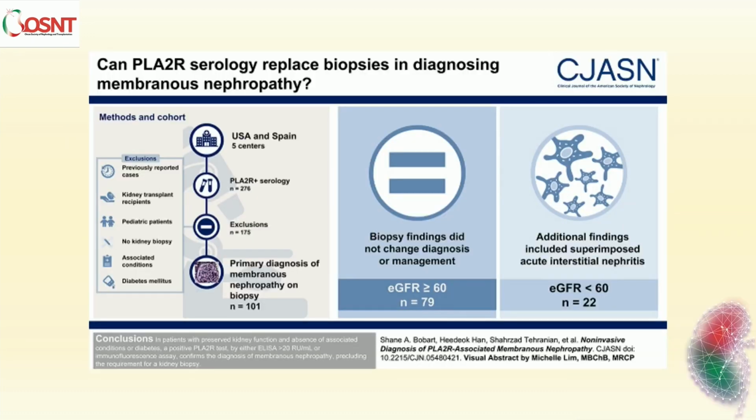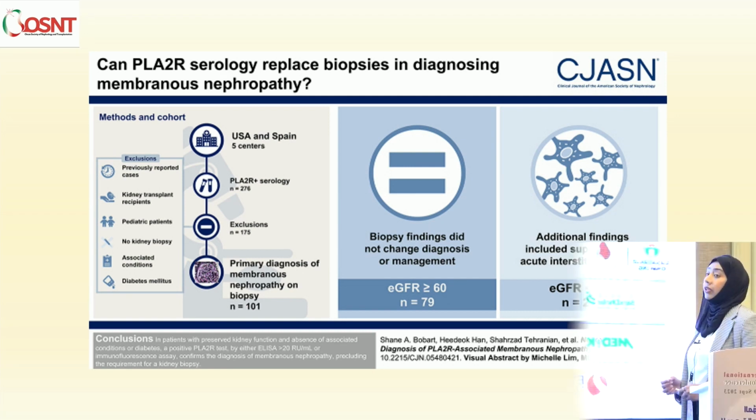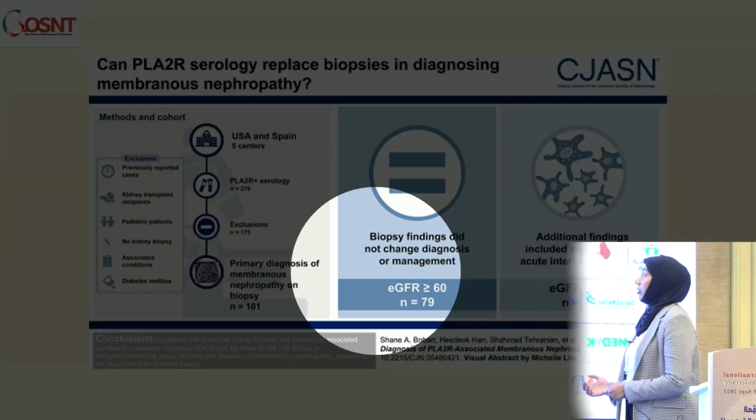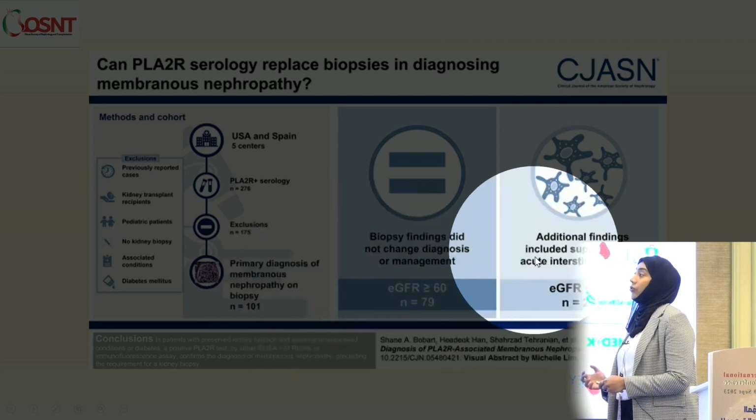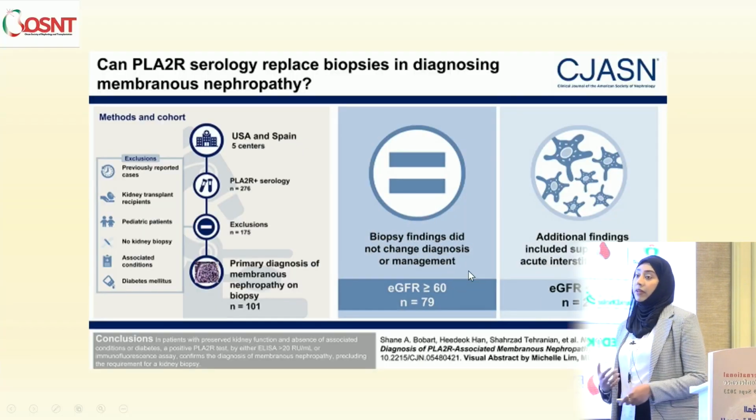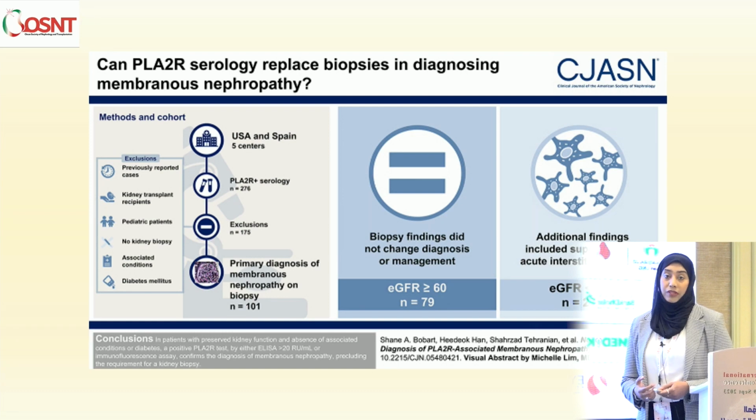And as we know, membranous nephropathy is the most common cause of the disease in adults. This hypothesis has been tested in one study. They looked into about 101 patients. All patients had positive PLA2 serology and all had a kidney biopsy, and they just wanted to look into the biopsy findings, to see if the biopsy findings would change the management plan of these patients.